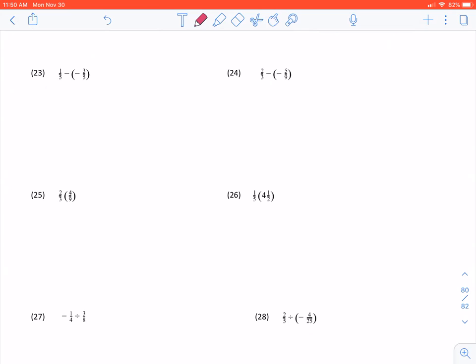All right, number 23. This time we have subtraction. So before we do anything, we need to do leave, change, change. Now these have common denominators, so we're just going to add the numerators. 3 plus 1, or 1 plus 3 is 4 out of 5. And that's my answer.